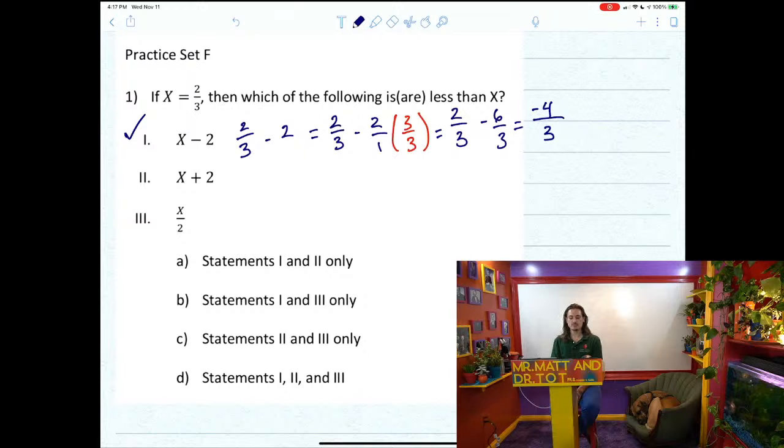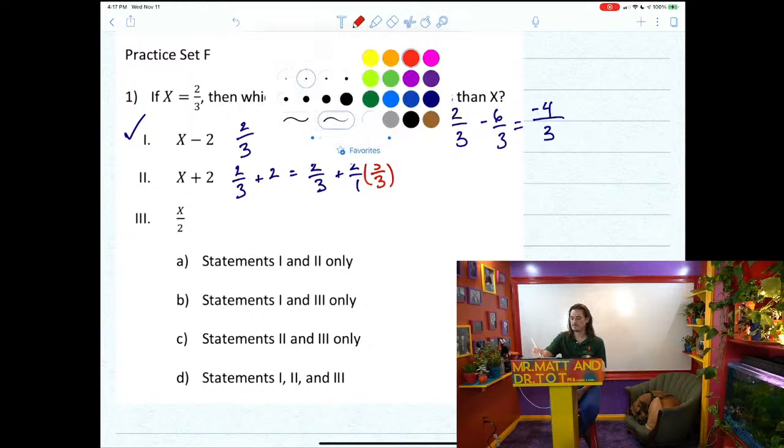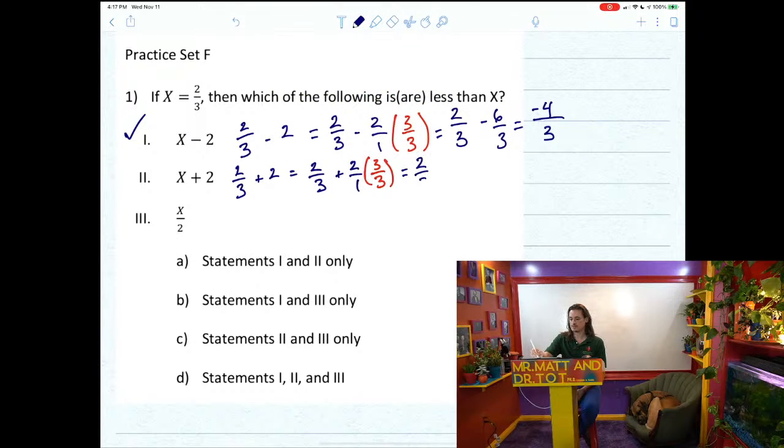Statement 2 is not going to be true just from conceptual analysis. Notice that we have a positive number, which is 2/3, plus another positive number that has to equal a greater positive value. But let's go ahead and test it anyway. If we have 2/3 plus 2, I can rewrite that as 2/3 plus 2 over 1, which I can multiply by 3 over 3 to get a denominator of 3. So that's going to be 2/3 plus 6/3. So that's going to end up being 8/3. 8/3 is greater than 2/3, so statement 2 is not true.